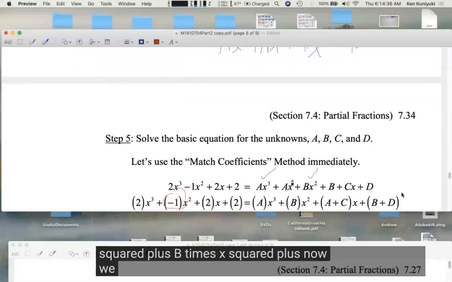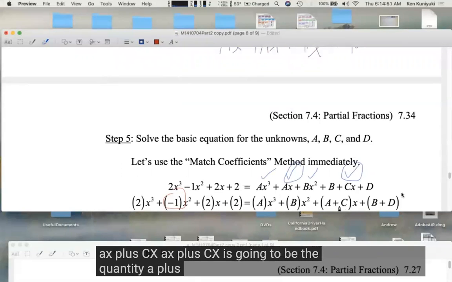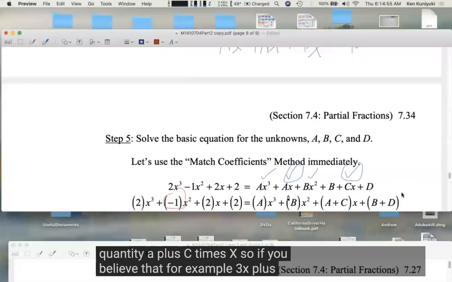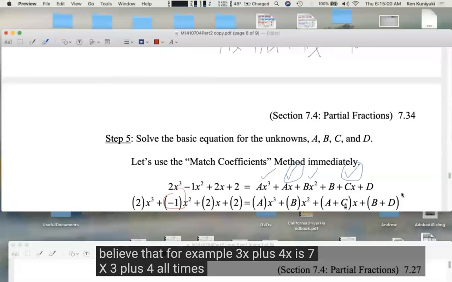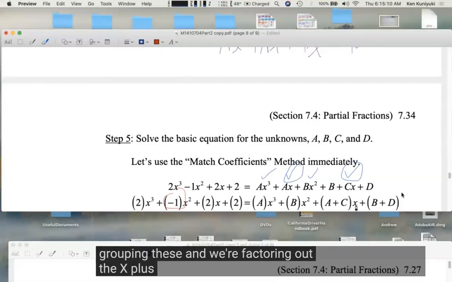Plus, now we have ax and cx. ax plus cx. What's ax plus cx? Ax plus cx is going to be the quantity a plus c times x. So if you believe that, for example, 3x plus 4x is 7x, 3 plus 4 all times x, then you should believe that ax plus cx is the quantity a plus c all times x. It's like we're grouping these and we're factoring out the x.